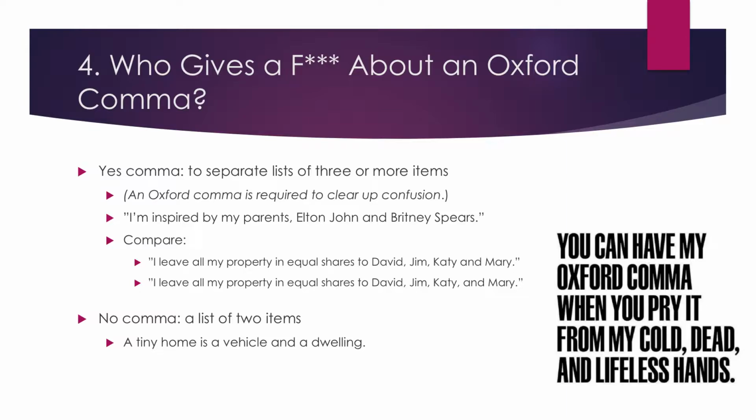When you have just two items, you don't need a comma. So if you just said a tiny home is a vehicle and a dwelling, there's two items in the list, vehicle and dwelling, no comma.